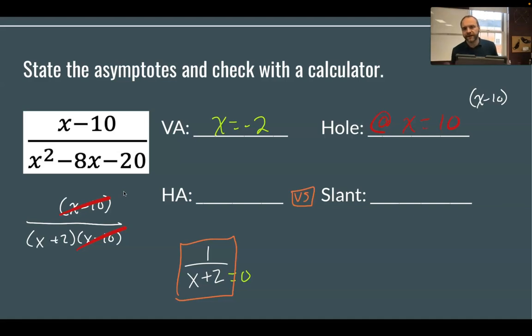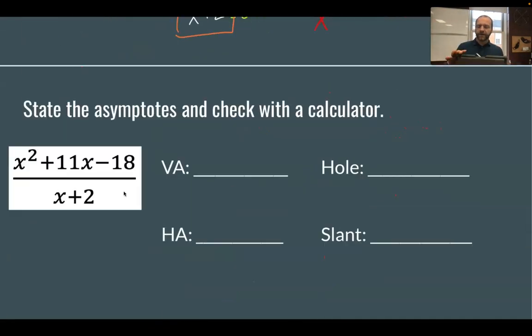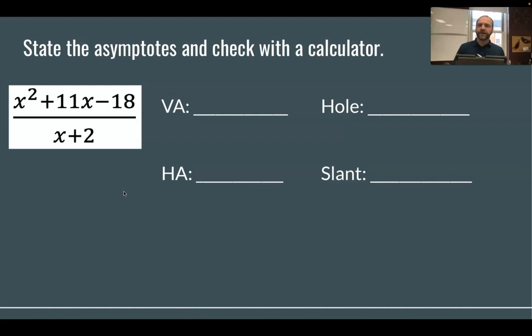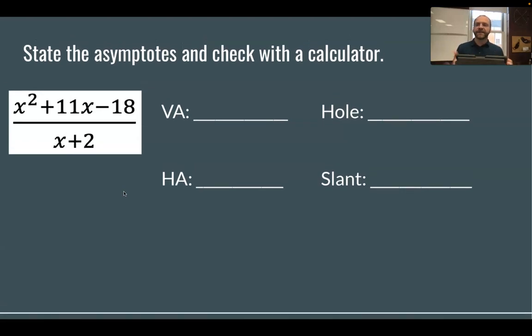So what's my horizontal asymptote here? I have a 1 on the top and x plus 2 on the bottom. So really that'd be like having a 1 over an x, because all we care about is just the first term, right? That was the y equals 0. And there was no slant. So that's this situation. We had a hole in this case we had to keep an eye on. The third situation, x squared plus 11x minus 18 over x plus 2.